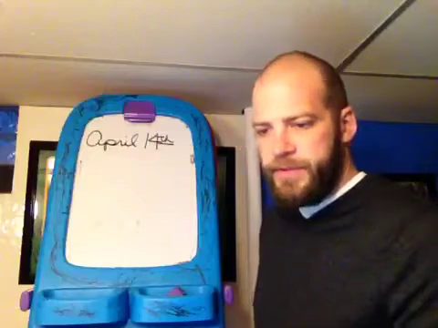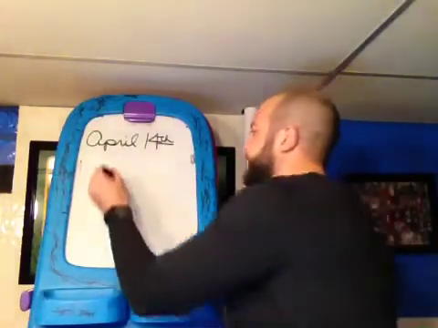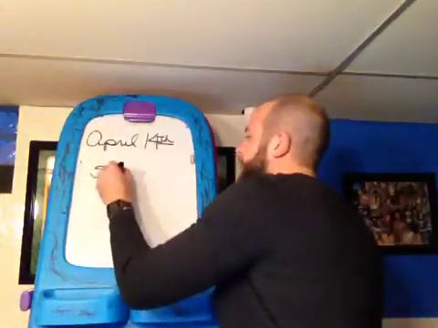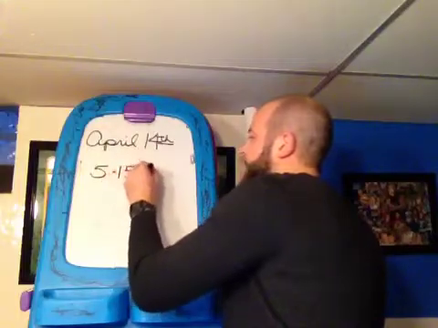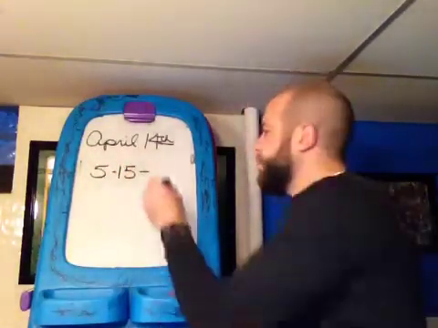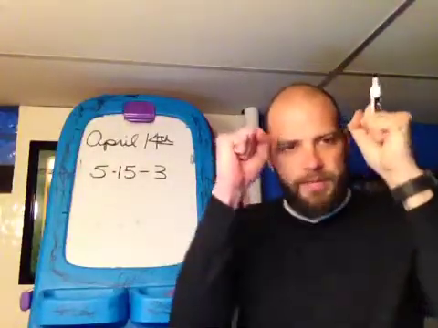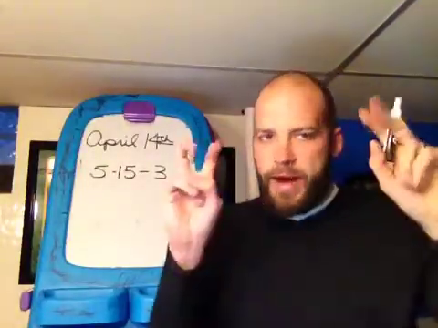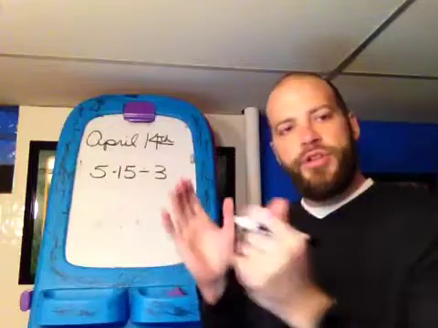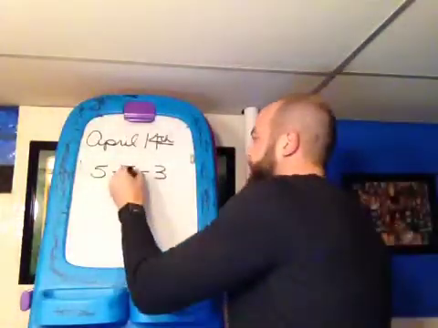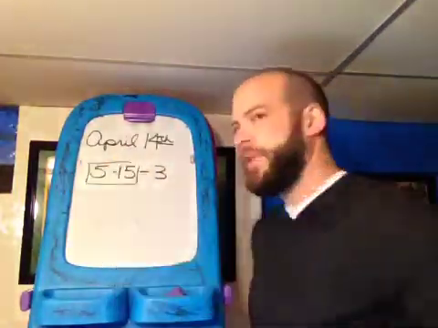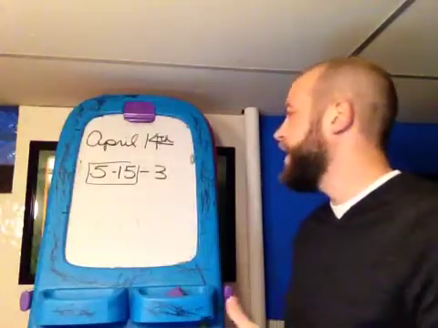Now we have the second one. We have 5 times 15 divided by 3. Now multiplication and division are the same importance or priority, and you are just going to go from left to right. So the first thing that we see is multiplication. Okay, so 15 times 5.